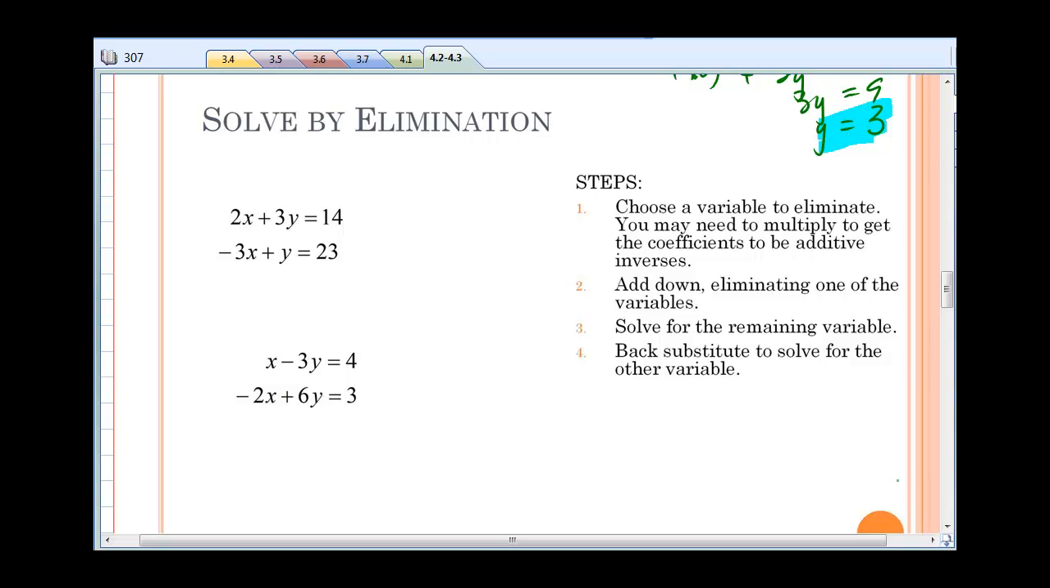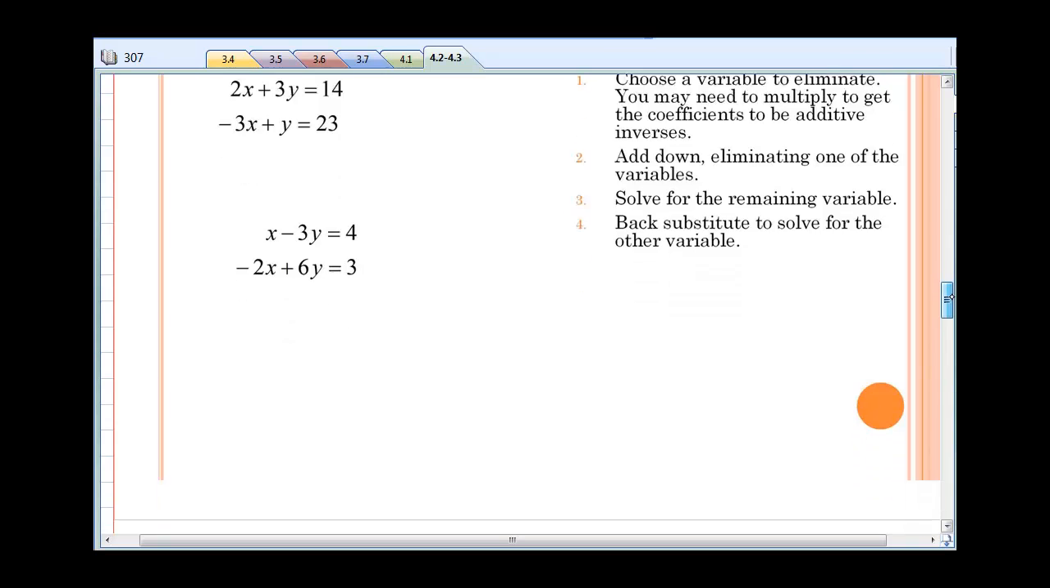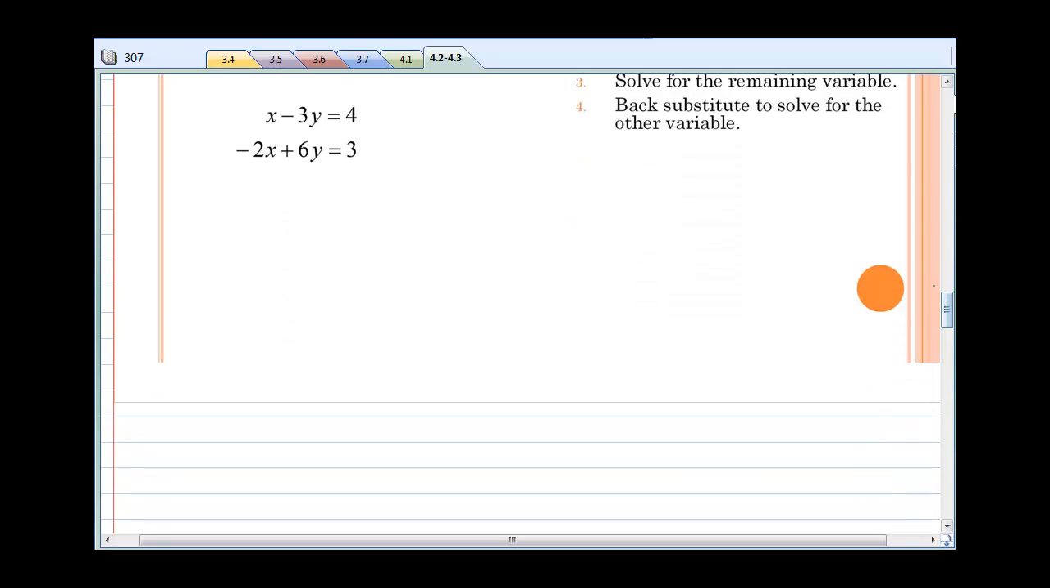So we are going to jump right in and look at this first set of equations. I'm going to scroll down and write the example one more time down here. Let's see if we can solve this system: 2x plus 3y is equal to 14, and my second one is negative 3x plus y is equal to 23.